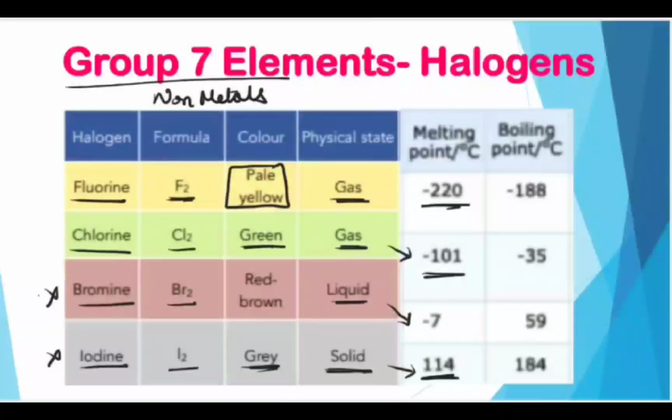Okay, look at the boiling point. At minus 188 degrees fluorine boils. So by the time it reaches 0 degrees, it is still a gas only. Chlorine's boiling point is minus 35. Bromine boils at 59 degrees. So imagine, it is even lower than alcohol. Alcohol boils at 78 degrees. Bromine boils at 59, but iodine, however, boils at 184 degrees Celsius.